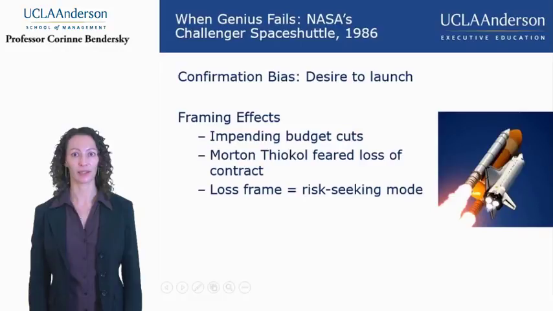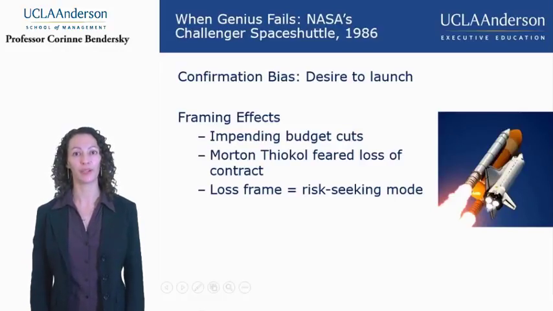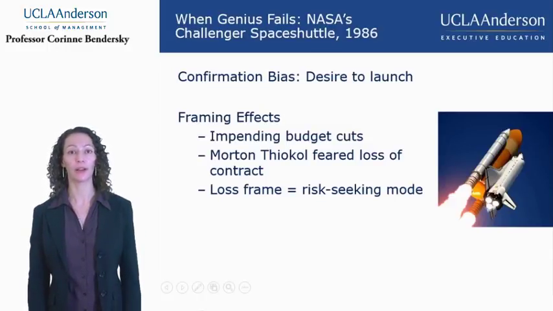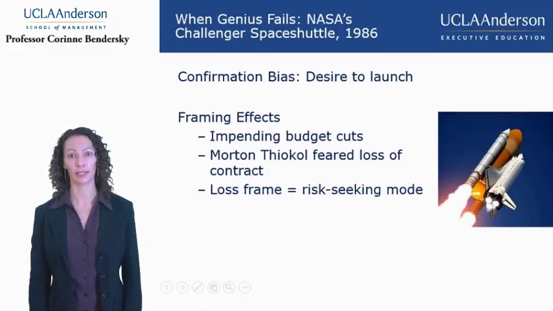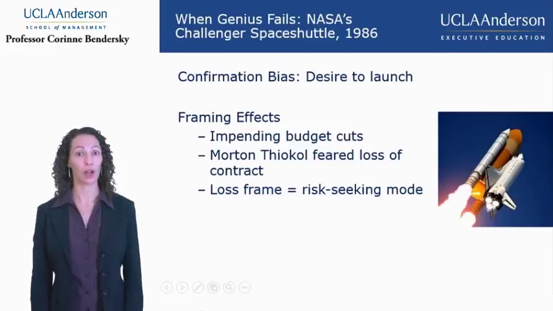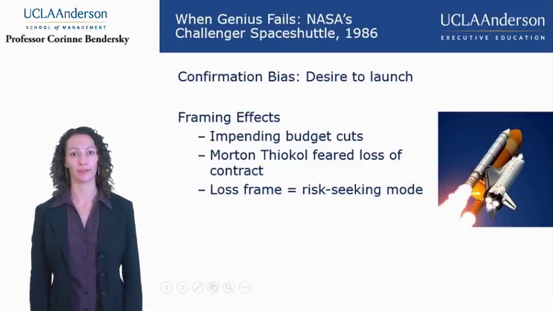There were framing effects that put everyone in a risk-seeking frame of mind. NASA was very much focused on impending budget cuts. They did not want to lose money by failing to launch the shuttle. Morton Thiokol, which was the supplier of the component that failed, was afraid of losing the contract with NASA. That would make them go out of business. And because the key decision makers were focused so much on their losses instead of on potential gains, they tolerated more risk than they otherwise might have.